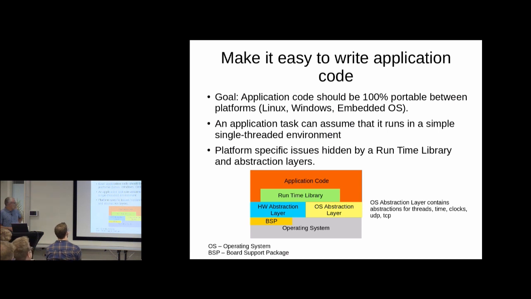In order to get some platform independency, we have these abstraction layers. We have an operating system abstraction layer that takes care of threads, times, clocks, network things. And we also have the hardware abstraction layer, which abstracts away the hardware peculiarities.